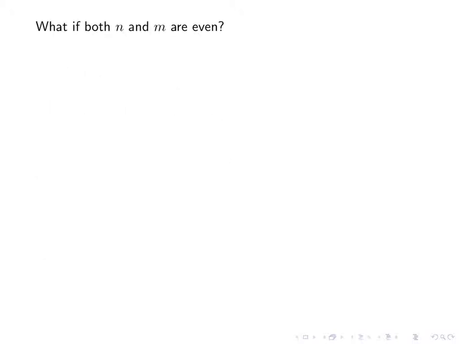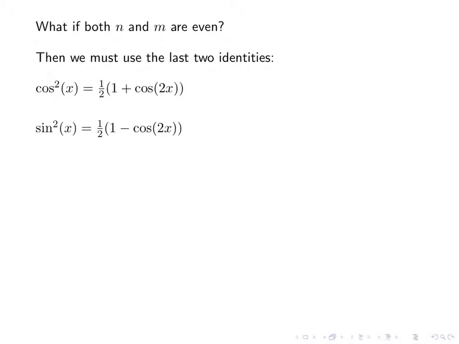So the next question is, what if neither of them are odd? What if n and m are both even? If that's the case, then we need to use these two identities, the last two identities from that first page. So we'll see how that works. For a nice easy example, we're going to start off with just sine squared x. So we replace what sine squared is according to the equation. I'm going to pull out the 1/2, and then we're going to integrate 1 minus cosine 2x.